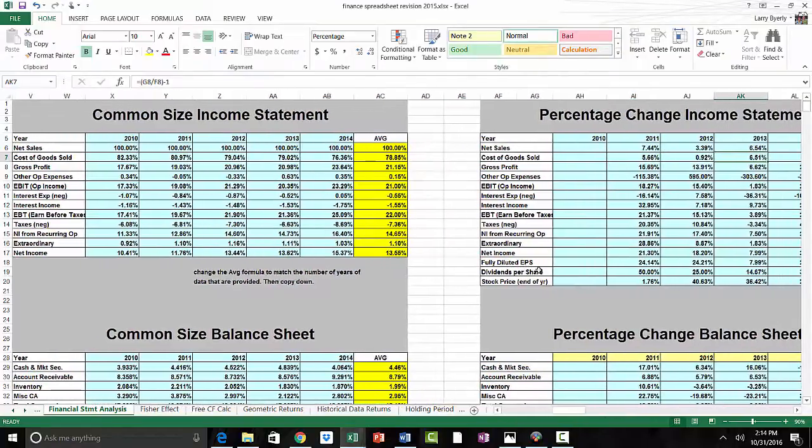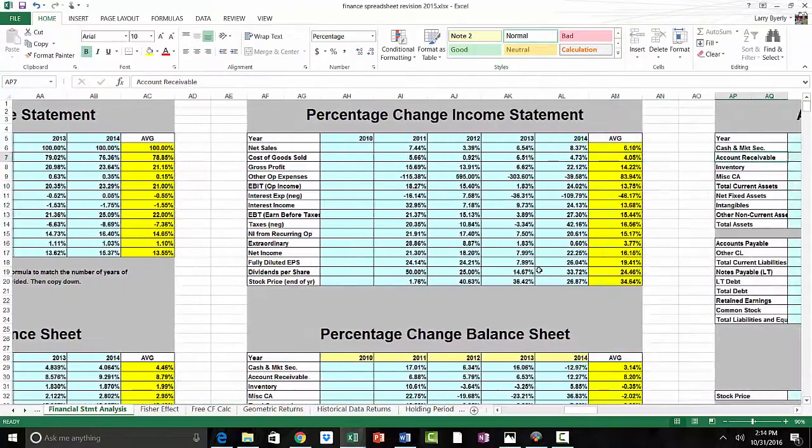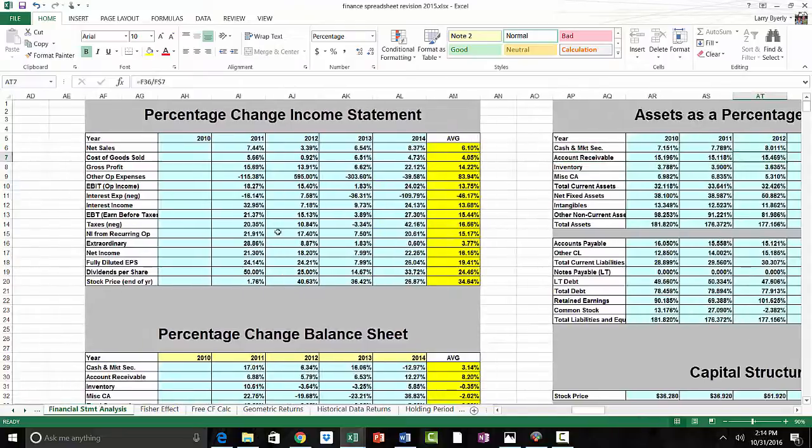The percentage change income. These items look at items relative to change, right? So how has income changed or sales changed over these years? You can see that, obviously, if you go down here to net income, income on average has increased. 16.15% is the percent change in income from year to year.